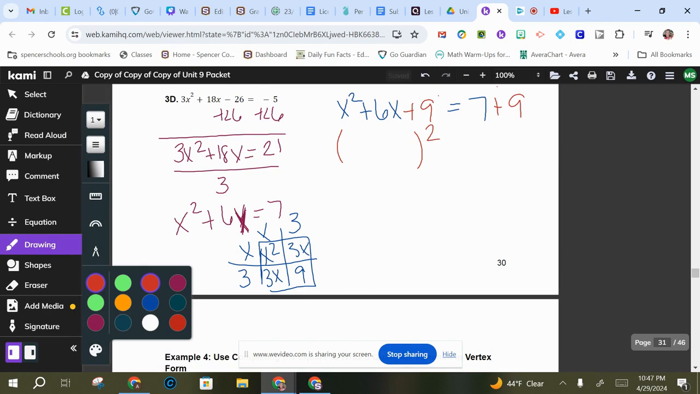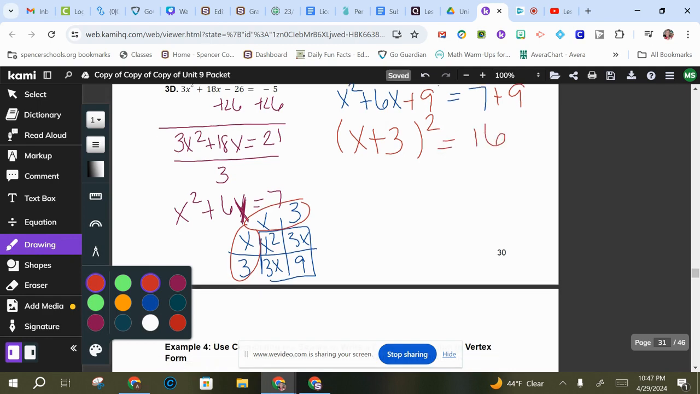Binomial. That'd be x plus 3. Nice part about doing it this way, you should be able to see that. Equals 16. Take the square root on both sides. Square root and the square cross each other out. So I end up with x plus 3 equals plus or minus, don't forget that, the square root of 16, which is a perfect square, which is 4.